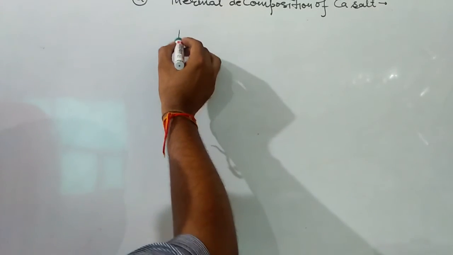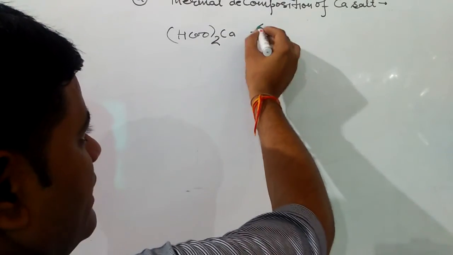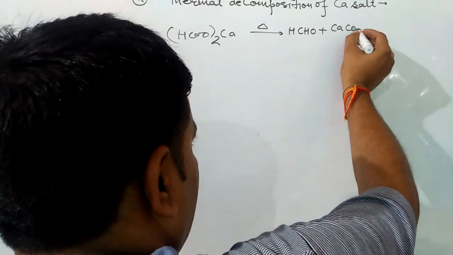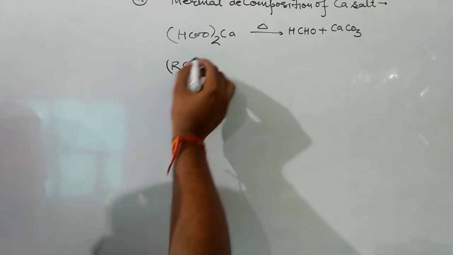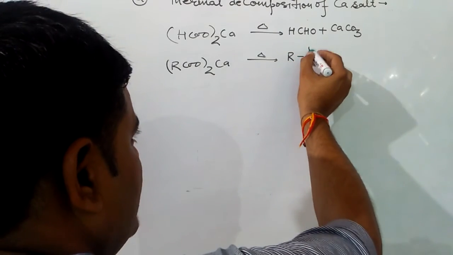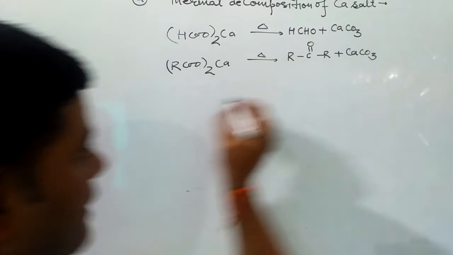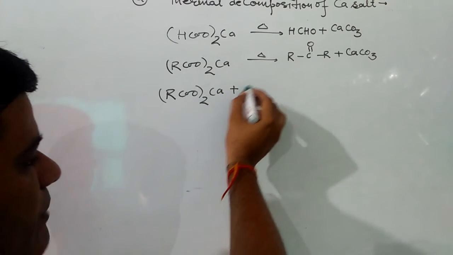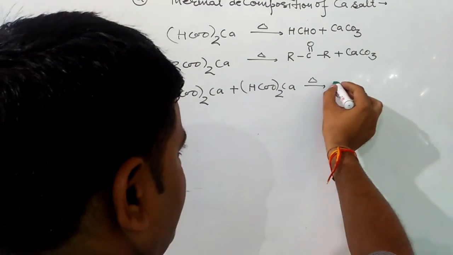If calcium formate is decomposed, then we will get formaldehyde plus limestone. If any other acid salt is decomposed, then we will get ketone as a product. And if mixture of these two, calcium carboxylate plus calcium formate, is decomposed, then we will get an aldehyde other than formaldehyde.